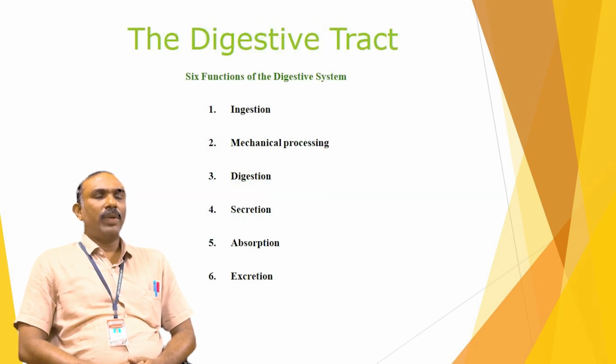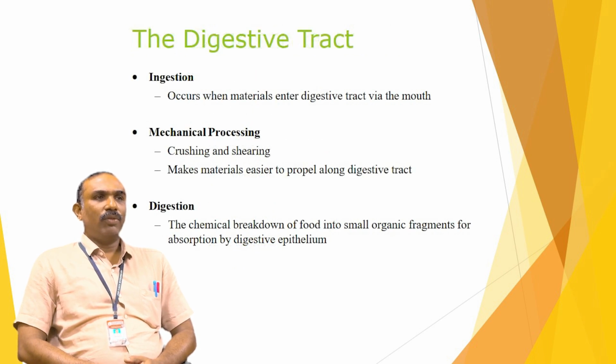Then what are the major functions of this digestive tract? It consists of six major functions, which include ingestion, mechanical processing, digestion, secretion, absorption, and excretion. We'll study each one by one. What is ingestion? Ingestion occurs when materials enter the digestive tract. Whatever food we take through the mouth is called ingestion, and it enters the alimentary canal via the mouth.